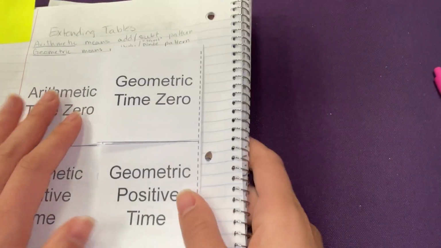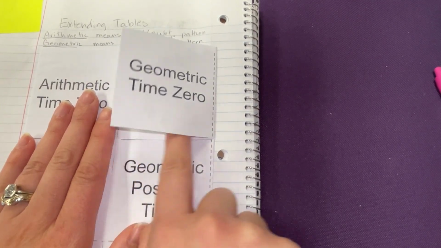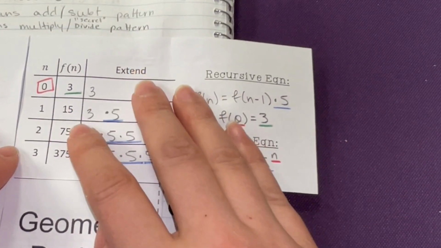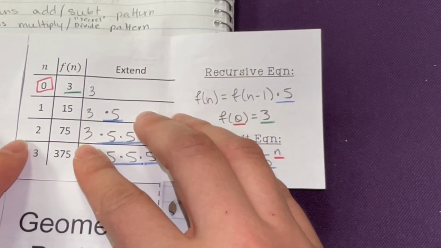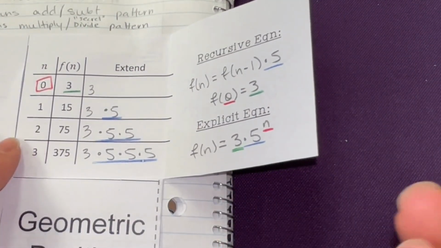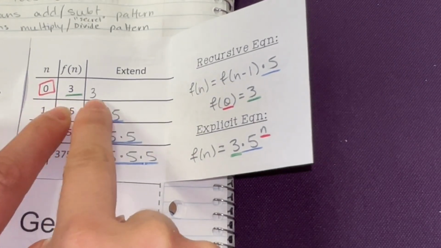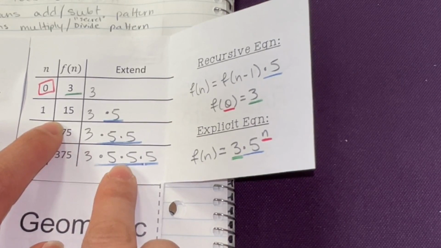Okay, geometric times 0. So geometric means we are multiplying, or secret division. So in this one, we have 3, 15, 75, 375. Now notice these numbers are getting big really fast. So that's a really good indicator that you are probably using multiplication. Start time is 0. We started with 3, but we are multiplying by 5 as we go down the table.